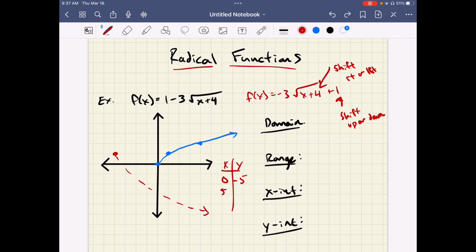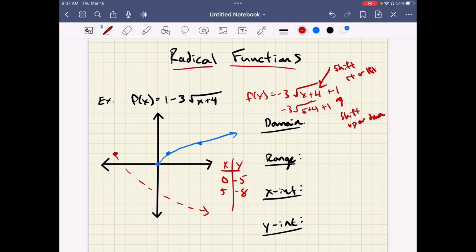Now I'm going to plug it in here. I have -3 times the square root of 5 plus 4, plus 1. So now inside my radical, 5 plus 4 is 9. Square root of that is 3. 3 times -3 is -9. Plus 1 is -8. So now what I have is (5, -8).